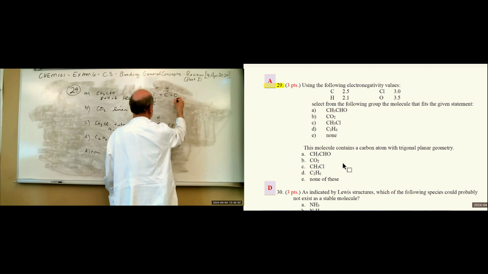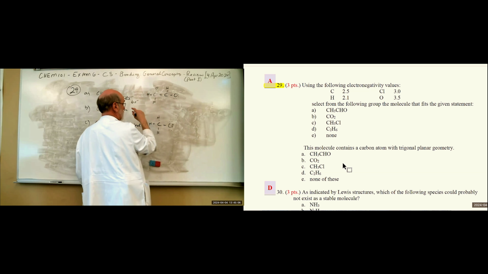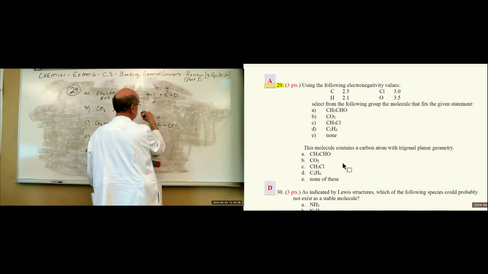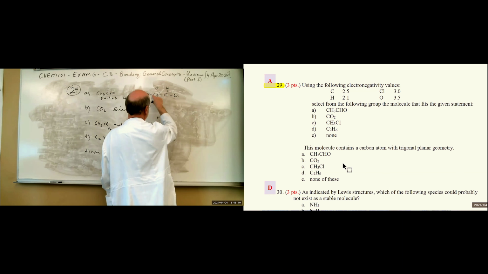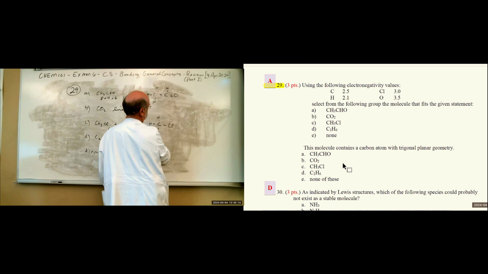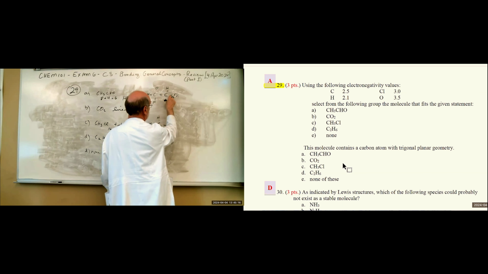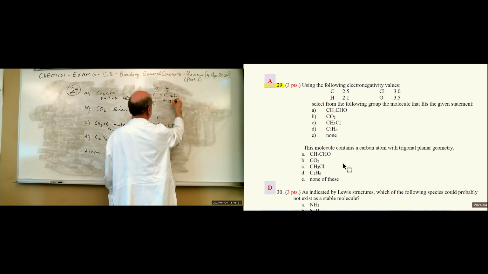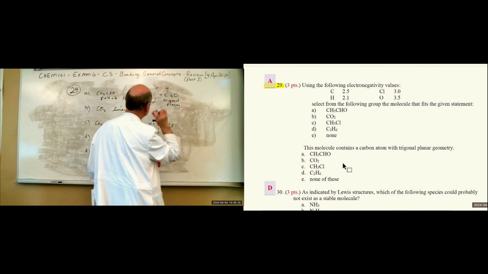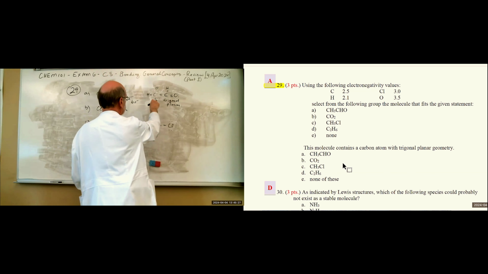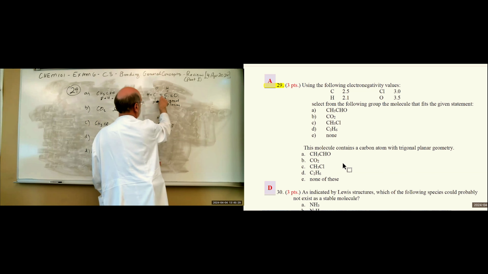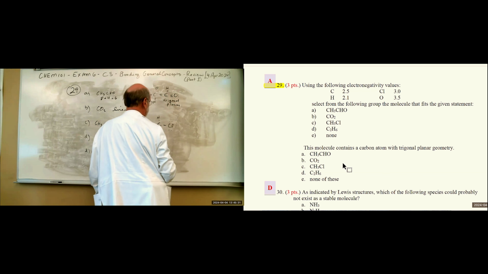All right, we start from the outside in, 2, 4, 6. This has already got an octet. We need an octet here. So do that. This carbon has 1, 2, 3. This is trigonal planar. Yeah, this one's tetrahedral. 1, 2, 3, 4. This one's 3, trigonal planar.